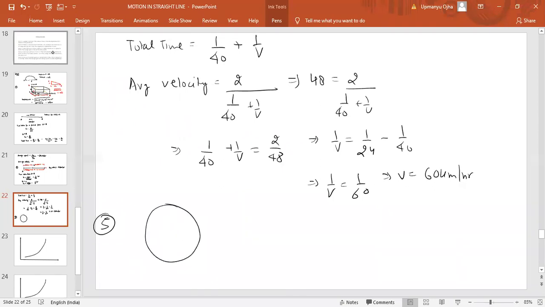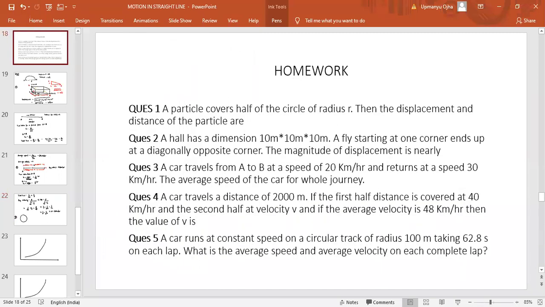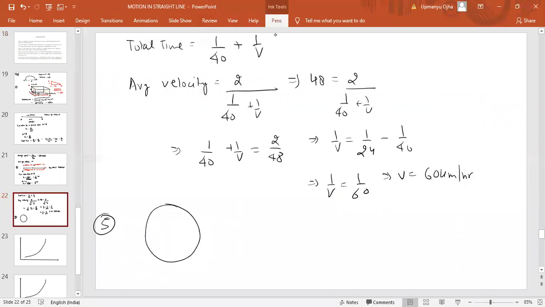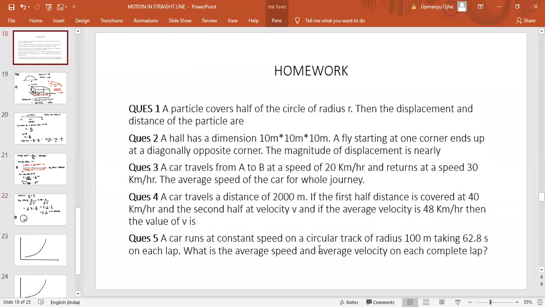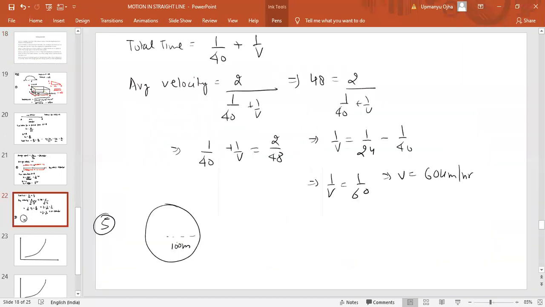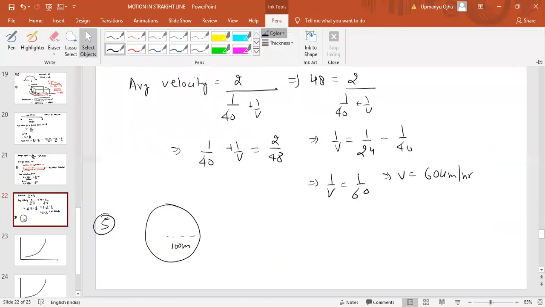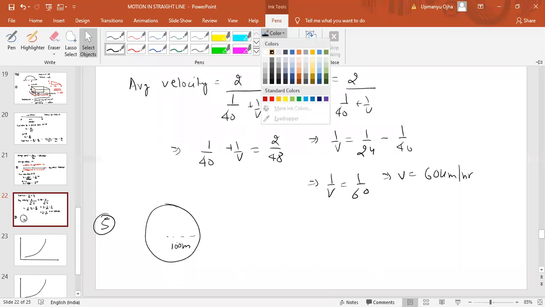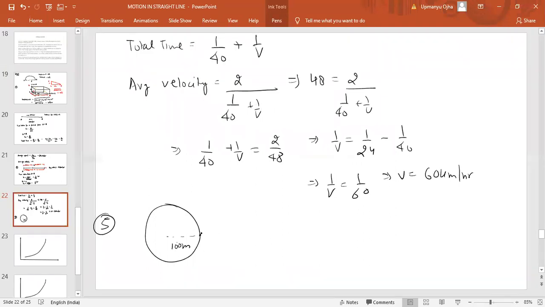Okay, we have a circular lap of radius 100 meters. This radius is how much? 100 meters. Fine. Now it takes 62.8 seconds on each lap. Means for each lap it is taking how much seconds? 62.8 seconds. So when it started from point A and again reaches point B, it takes time how much?